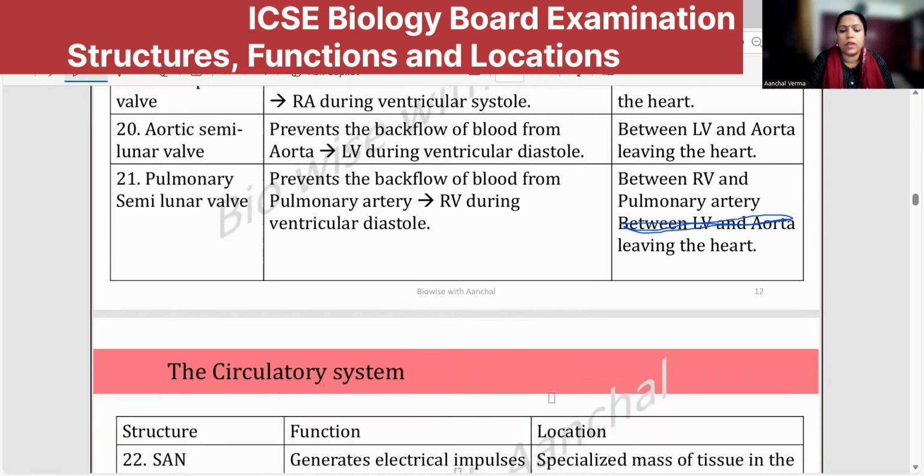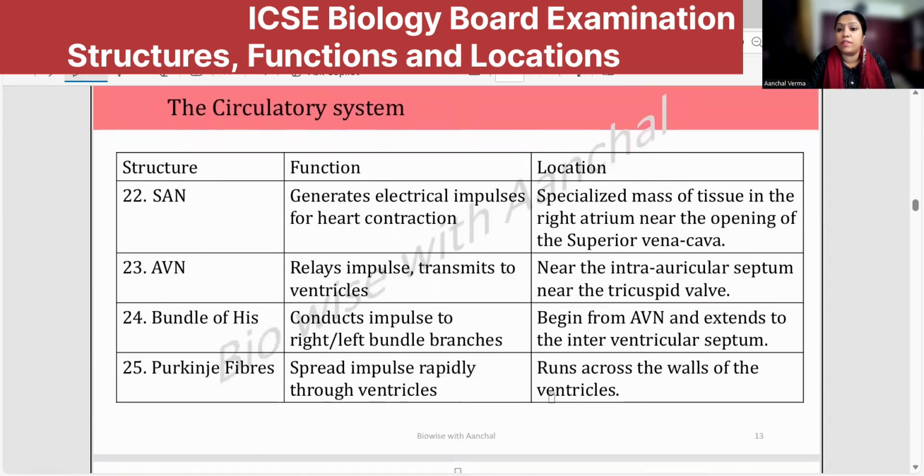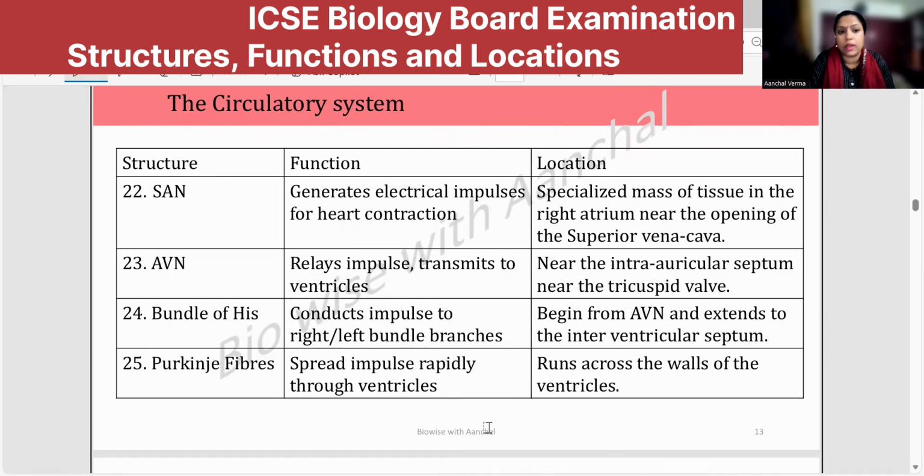Yes, next one, the circulatory system, then you have the different nodes that I have shown in the other diagram, right? Here SAN, that is, sinoatrial node, full forms I have already done in the abbreviations. So it generates electric impulse for heart contraction. Where it is present: it is a specialized mass of tissue in the right atrium near the opening of the superior vena cava. Very important.